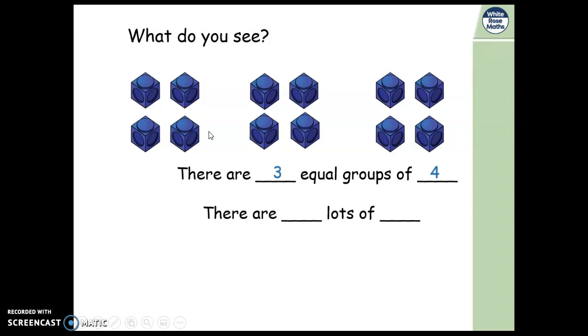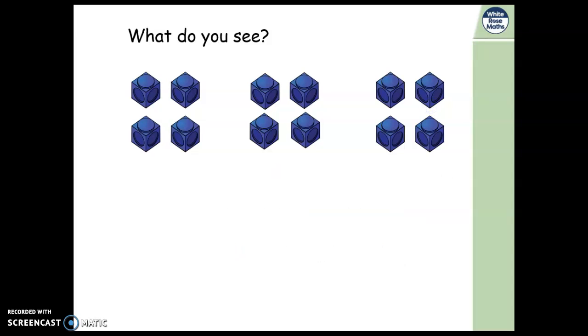Now another way we can say it, there are 3 lots of 4. When we look at this, we need to think, right, there are 3 groups. So rather than when we say equal groups of, it is the same as the word multiply. Okay, so instead of saying there are 3 lots of 4 or 3 groups of 4, we would say 3 multiplied by 4.